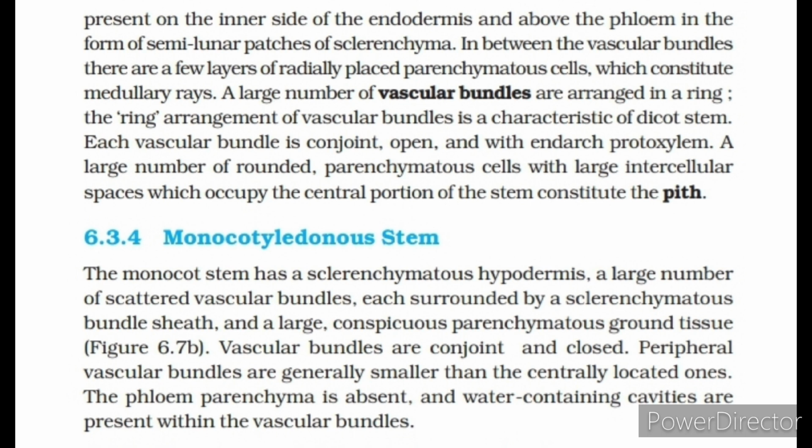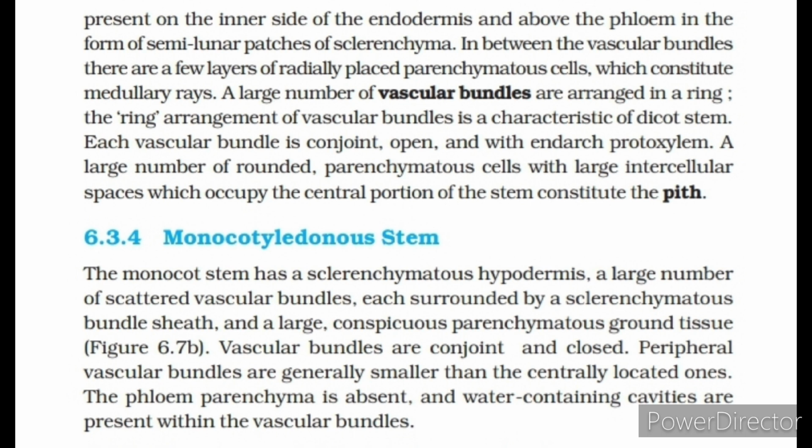In between the vascular bundles there are a few layers of radially placed parenchymatous cells, which constitute medullary rays. A large number of vascular bundles are arranged in a ring. The ring arrangement of vascular bundles is a characteristic of dicot stem. Each vascular bundle is conjoint, open, and with endarch protoxylem. A large number of rounded, parenchymatous cells with large intercellular spaces, which occupy the central portion of the stem, constitute the pith.